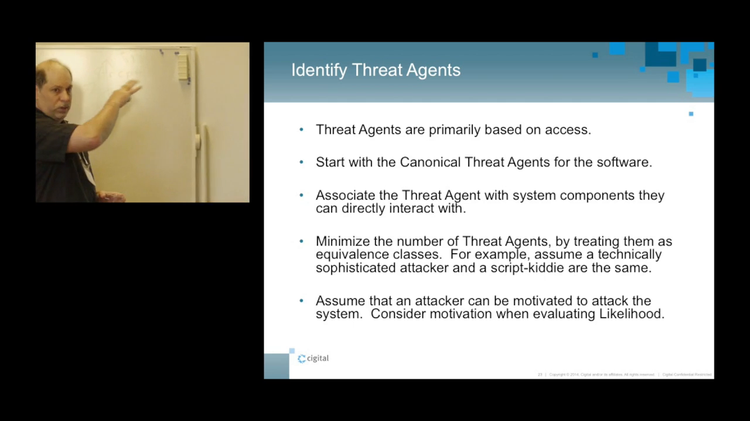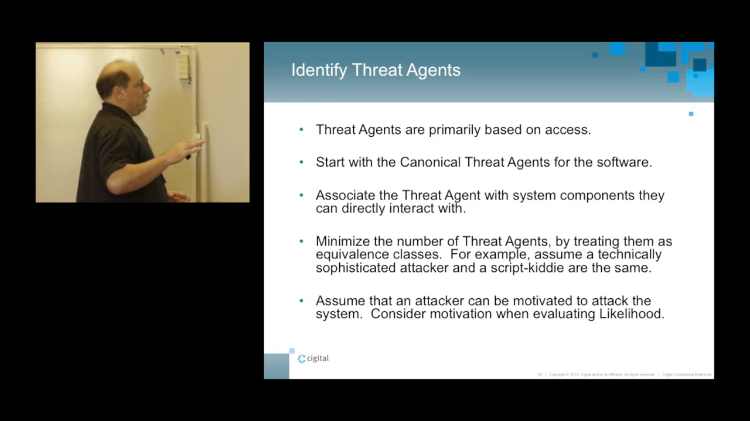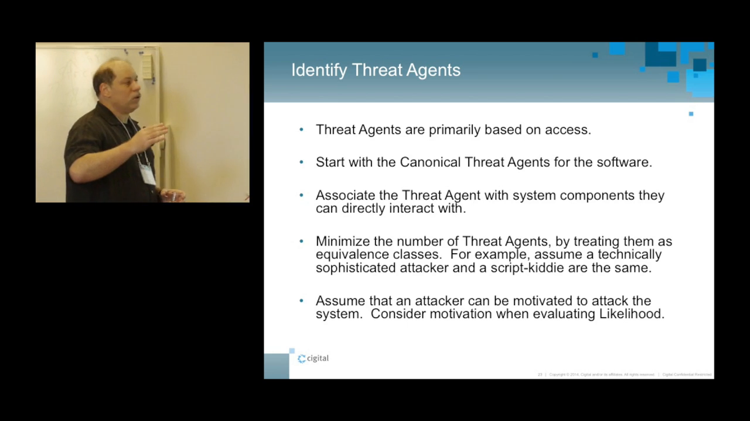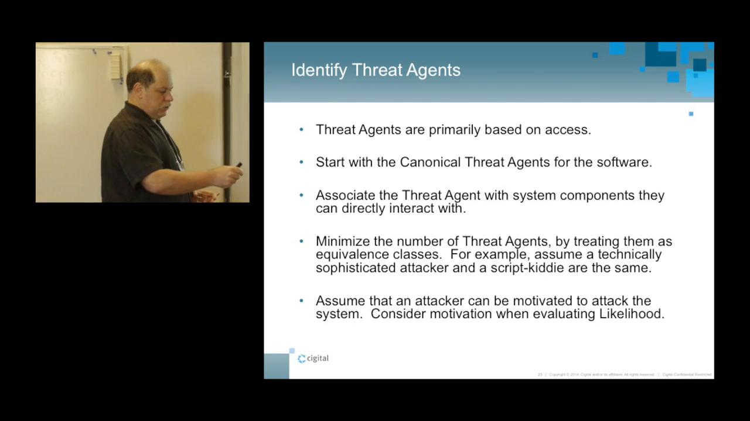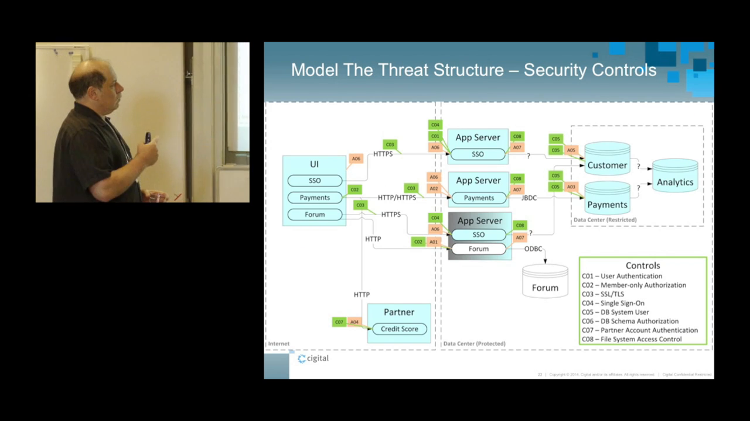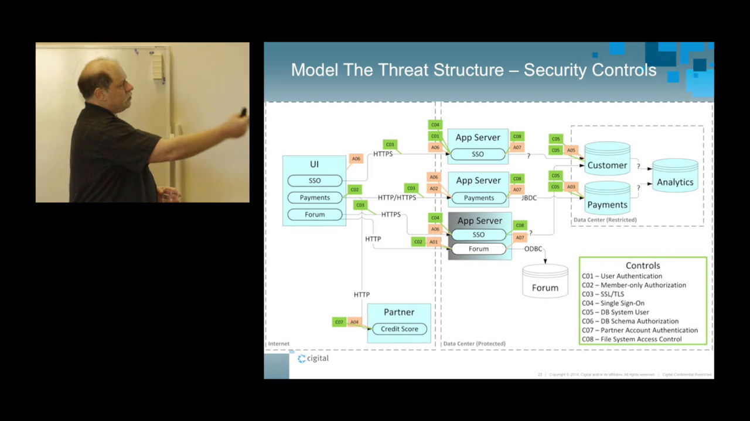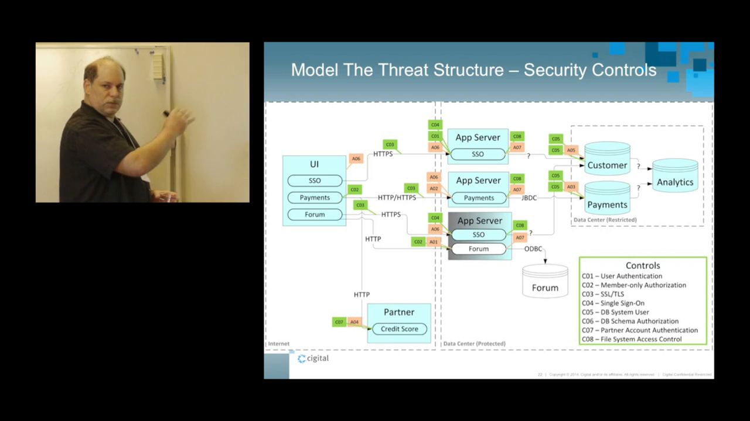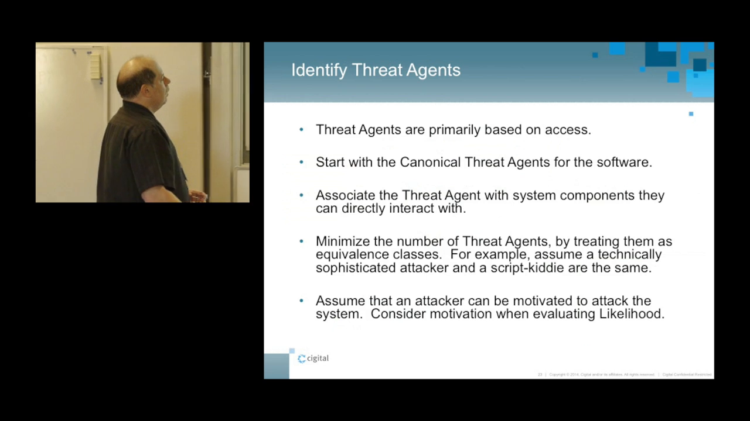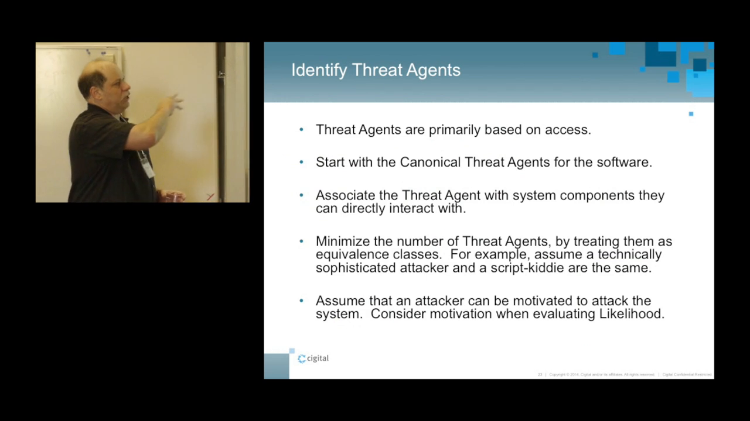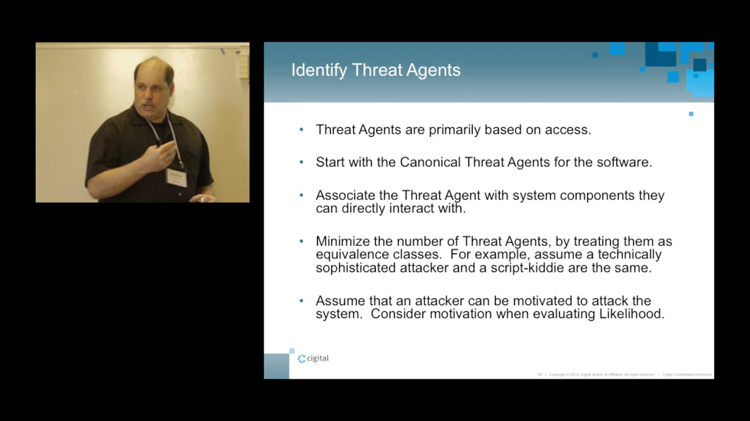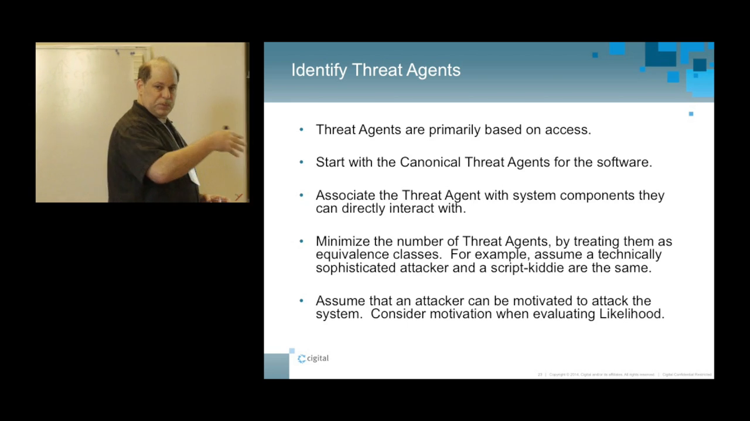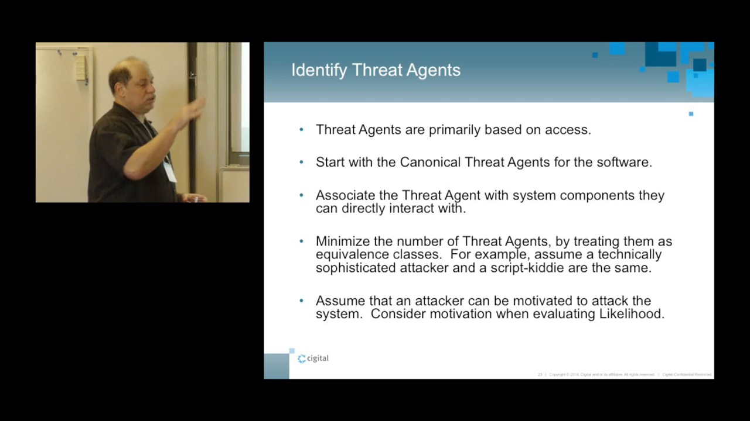So we start with a base set of threat agents, and then we'll figure out, do we need more or less? And remember, if we go back to this model, a threat agent is going to have access to different parts of the system. So we want to associate the threat agent with the components that they can legitimately interact with, because that's where they can really start to launch very specific attacks against different assets based on our model.